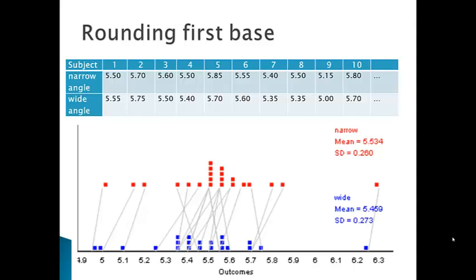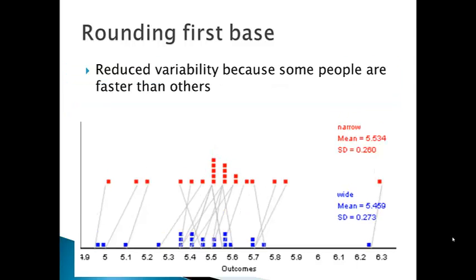In this data set, 22 runners ran from home plate to second base, taking a narrow angle at first base as well as taking a wide angle. The average time that it took runners with the narrow angle was 5.53 seconds, with the wide angle was 5.45 seconds, and we're curious, is this a significant difference?